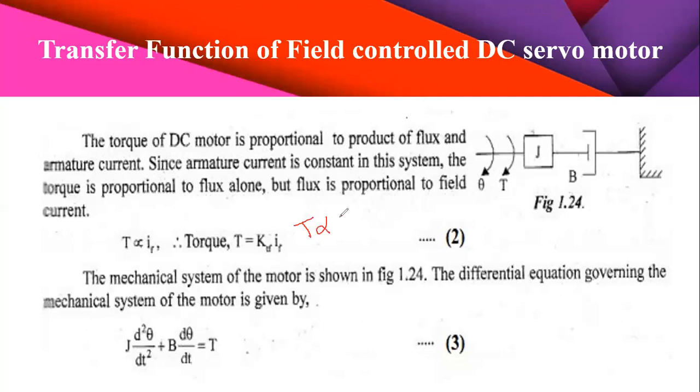But here we are going to be controlling from the field side, right? Torque is directly proportional to IF. So if you want to eliminate this proportion, T equals KTF into IF. So this is equation 2. The torque of a DC motor is proportional to the product of flux and armature current. Since armature current is constant in this type, the torque is proportional to flux.